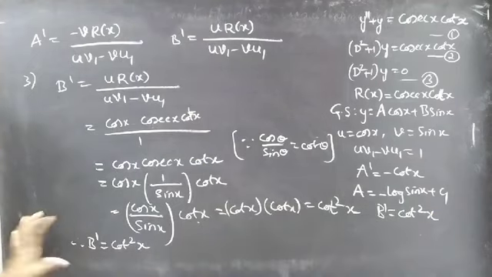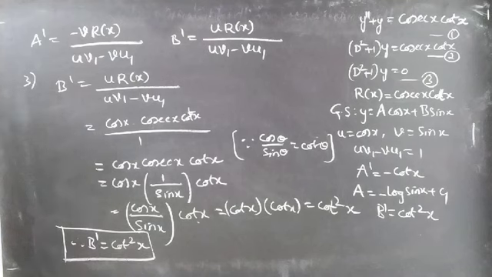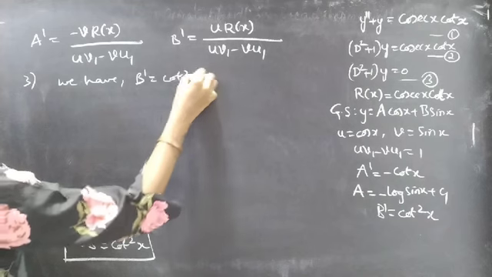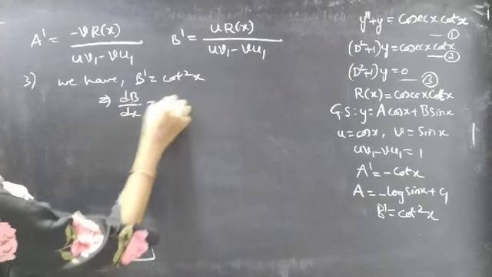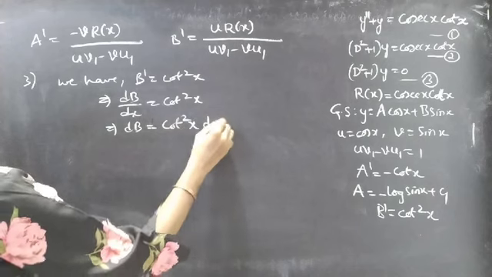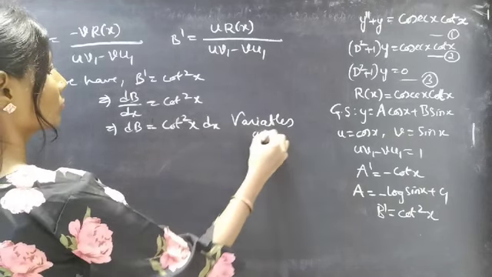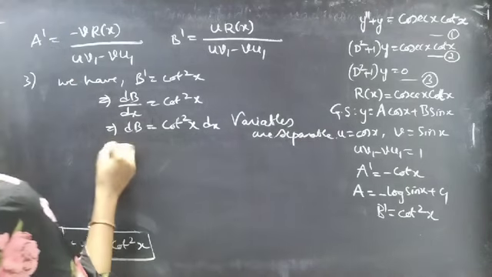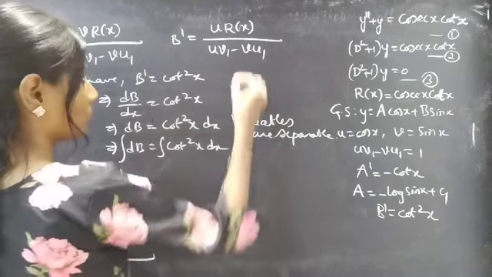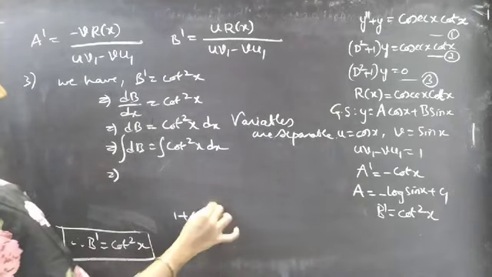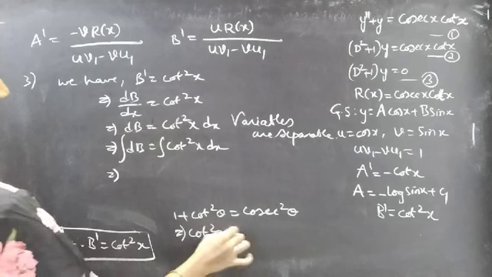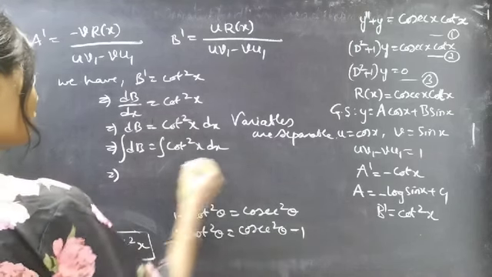Now let's find b using b dash equals cot square x. Here b dash is nothing but the derivative of b with respect to x. Now take the differential dx to separate the variables. So here the variables are separable. Let's now perform integration. We'll get integral dB equal to integral cot square x dx. Since 1 plus cot square theta equals cosecant square theta, cot square theta equals cosecant square theta minus 1.